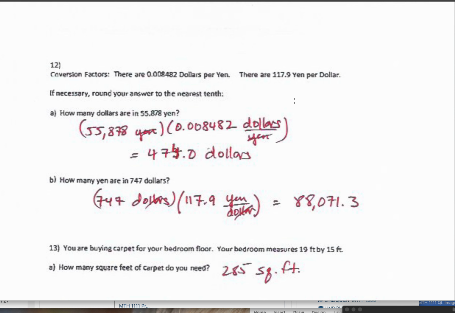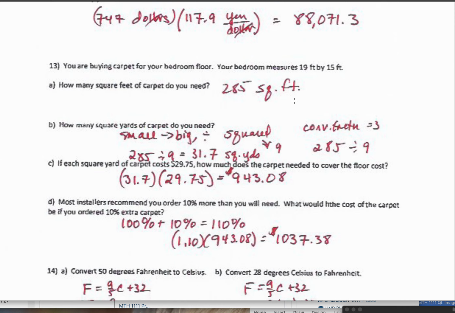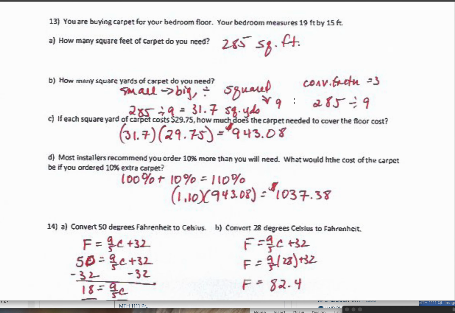Okay, so next up, you're buying carpet for your bedroom floor. Your bedroom measures 19 feet by 15 feet. How many square feet of carpet do you need? That's easy. Just do 19 times 15. It gives you 285 square feet.